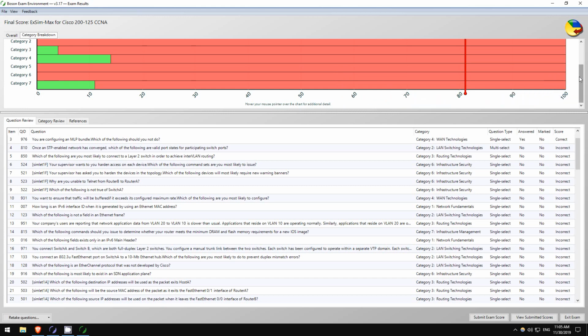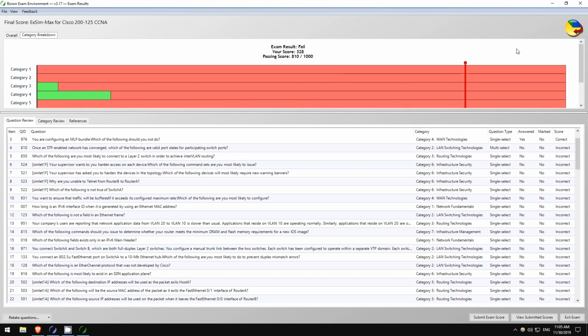Okay, so generally, it's thought that the Boson exams are more difficult than the real exams. So if you're getting good scores on these exams, if you're passing or even close to passing, you're probably going to be good to do the real thing. I was getting around low 700s on my first attempts at these exams, and I got over 900 on the real thing. So that shows you that if you're getting good scores on Boson, you should be ready for the real thing.